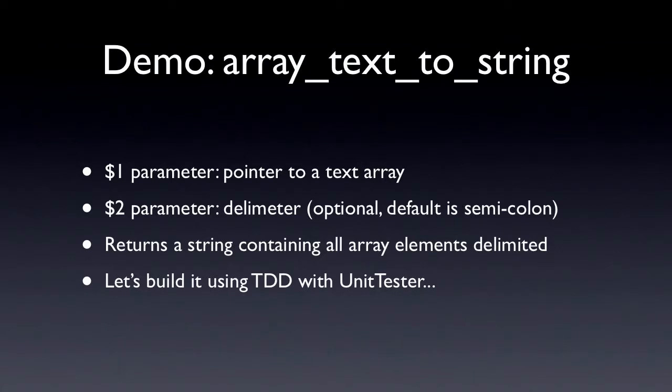For the demonstration, I will be practicing TDD to create a method that converts a text array into a delimited string containing the elements of the text array. Here is what we want the method to look like. It will take two parameters. The first, a pointer to a text array. The second, a text delimiter specifying what string we want to use to separate our elements. The second parameter should be optional, and if not passed, the default delimiter should be a semicolon. Let's get started.